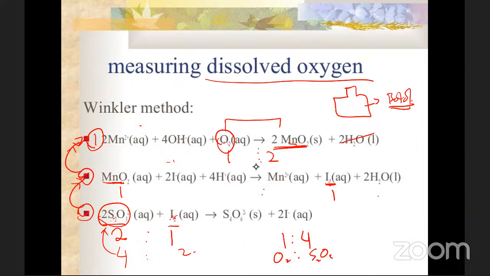Okay, so nanti soalan tanya apa actually? Dia tanya ratio je. What is the ratio between oxygen and thiosulfate? So the ratio is 1:4. Okay, let's find the soalan.